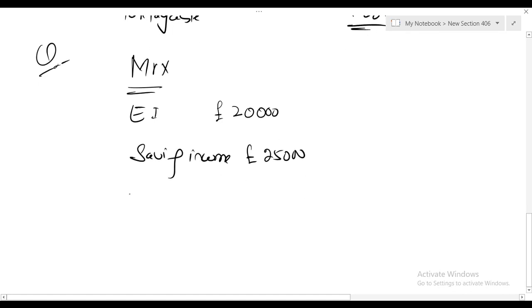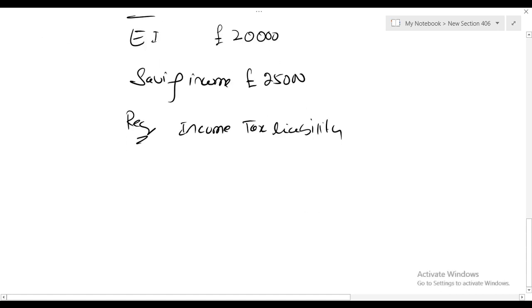And we have been asked to calculate income tax liability. Let's calculate income tax liability. Okay. So first we have to tax non-saving, then saving income. Finally, another column is of total.